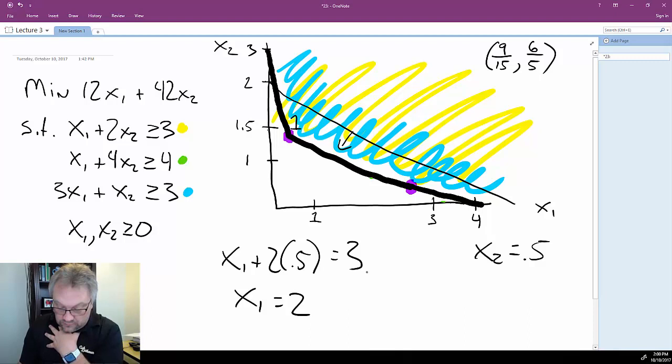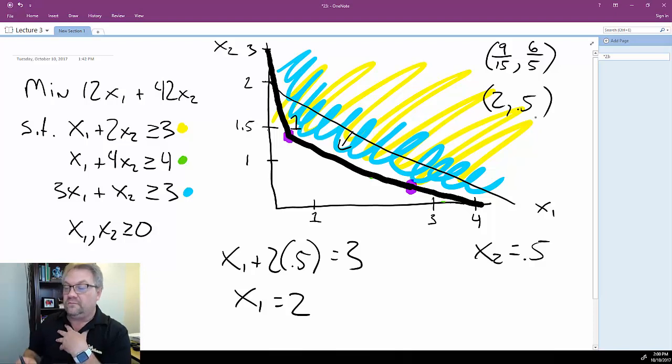No, I actually got it. No, that's right. Let's see. I get so discombobulated. Yeah, x1 is a 2. So that's not perfect, but, you know, drawn by hand, I'm not going to complain. So this point here is 2, 0.5.